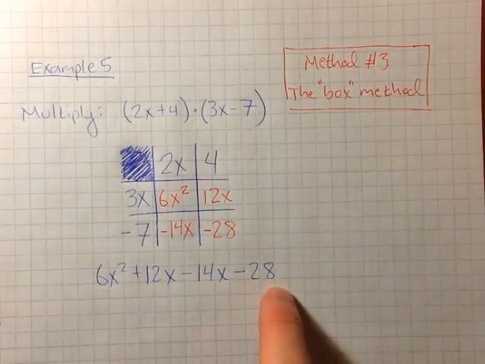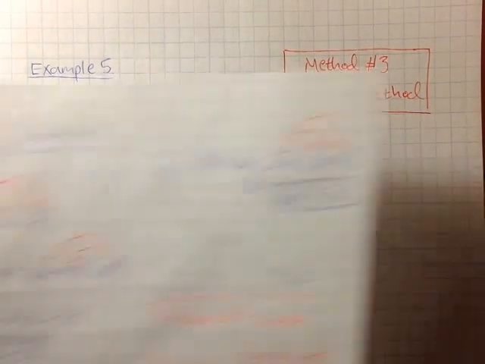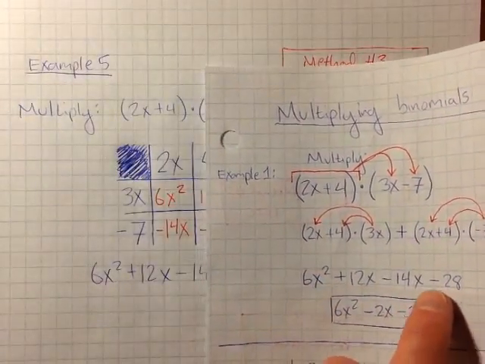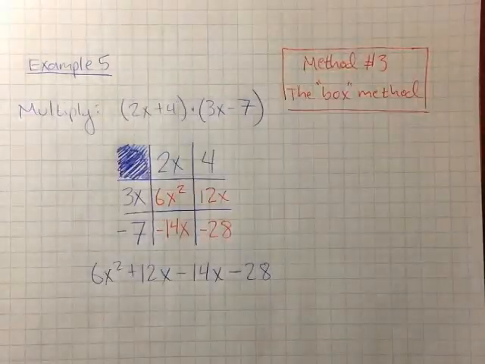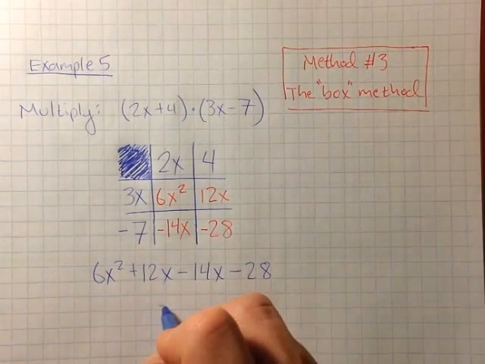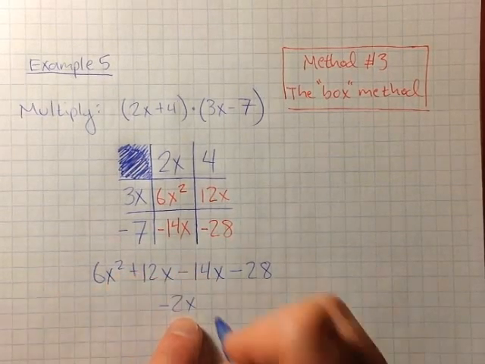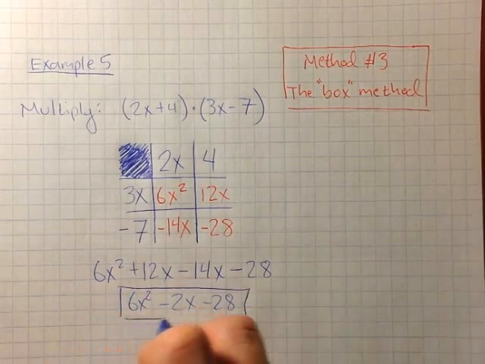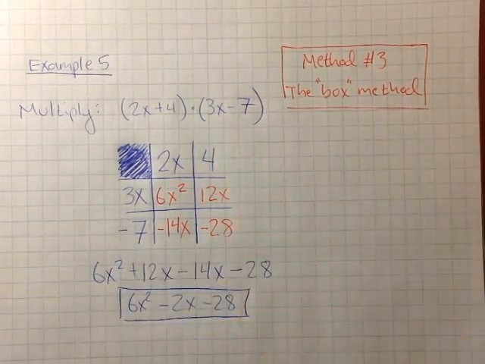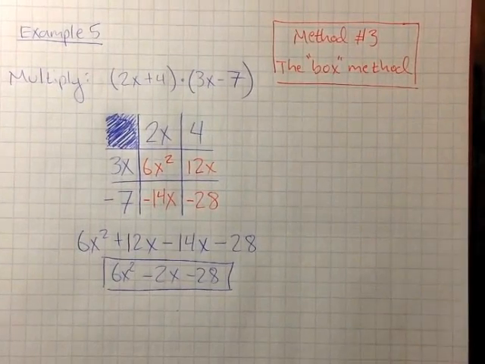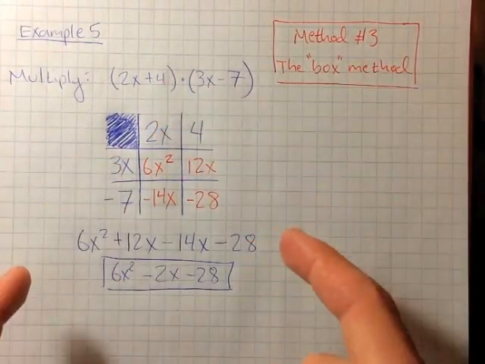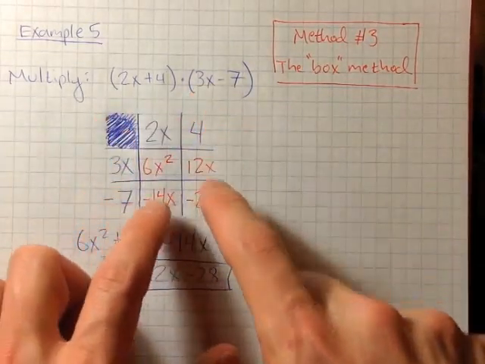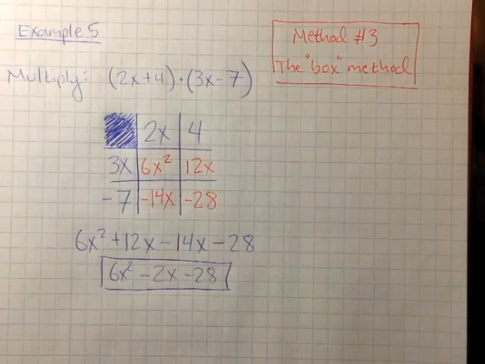Now this looks exactly the same as what we found over here. And so there's one last step. We need to combine like terms. 12x minus 14x is negative 2x in the middle there. There you go. That was pretty easy. All right? The box method. The box method, again, helps you make sure that you're multiplying all of the terms correctly. Okay? It's a nice way to organize things.